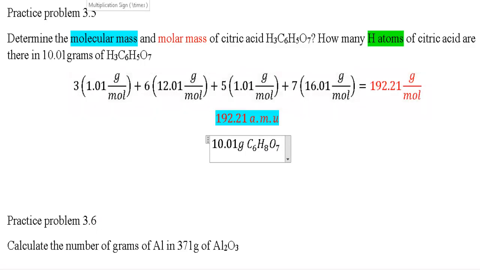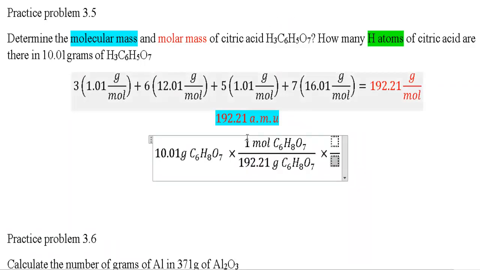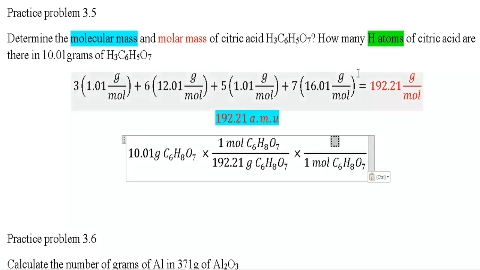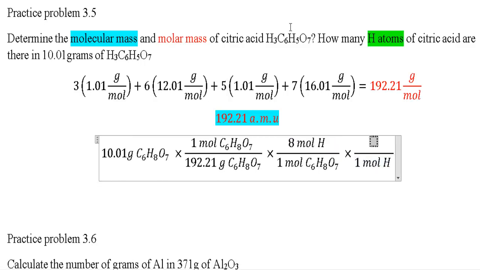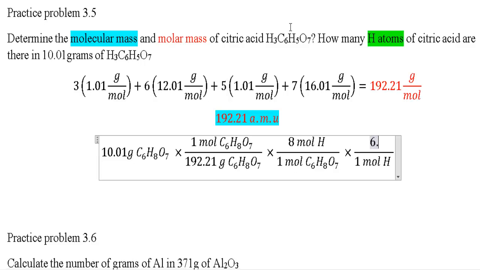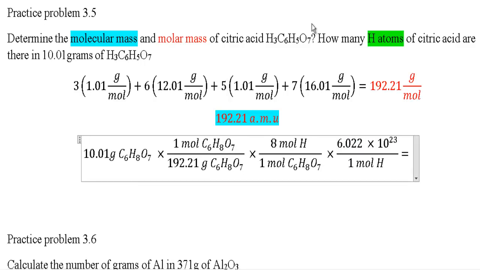And let's go ahead and convert this to moles. 1 mole of citric acid has 192.21 grams of citric acid. So that's our first conversion factor, coming from one of the first definitions of the mole. For every 1 mole of citric acid, a part-whole relationship, we have 8 moles of hydrogen. For every 1 mole of hydrogen, we have 6.022 times 10 to the 23 atoms of hydrogen, Avogadro's number. So, a pretty tricky problem, very easy to slip up. That's a common error: the conversion factors are not right.